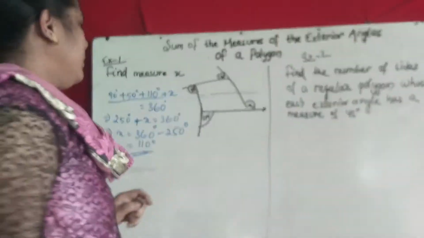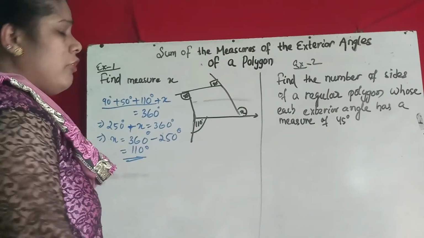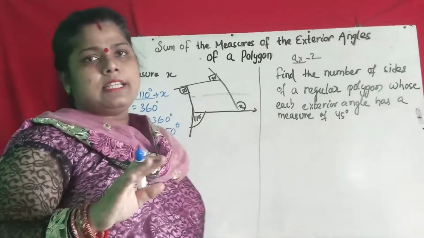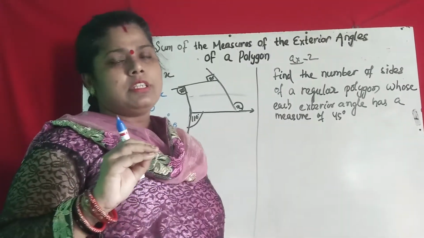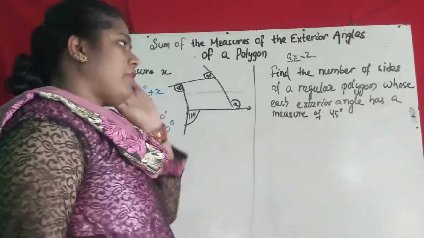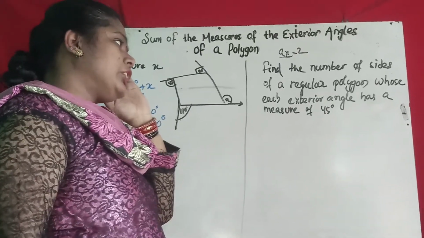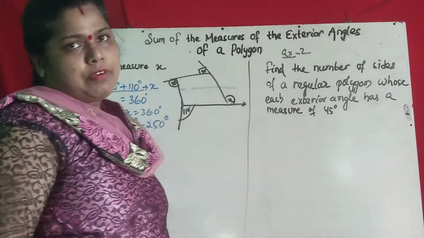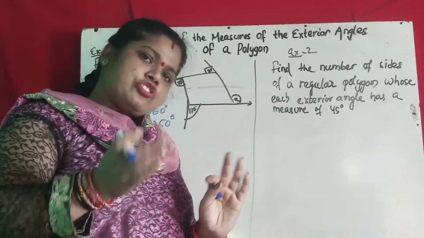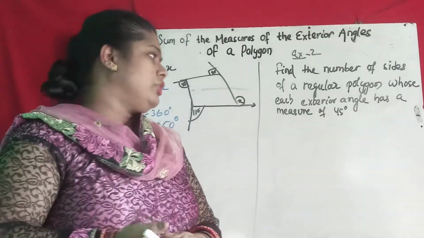Same, another example: find the number of sides of a regular polygon. So what is a regular polygon? A polygon in which the lengths of all sides are equal to each other is called a regular polygon. So here it asks: find the number of sides of a regular polygon whose each exterior angle measures 45 degree. Okay. So if it is a regular polygon, then the exterior angles are also equal, and the interior angles are also equal to each other.